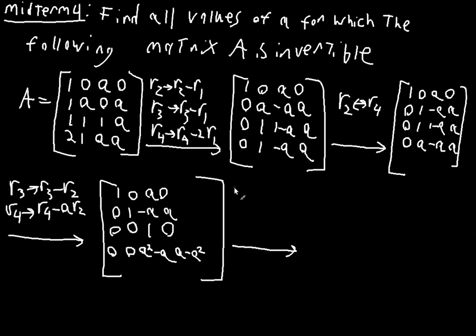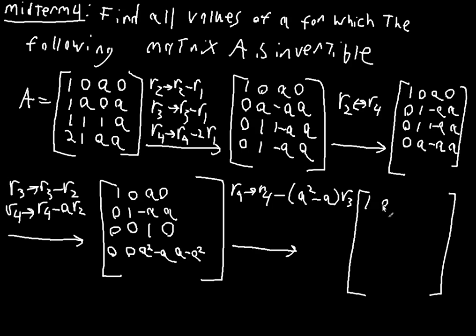So here we go, the last operation. Row 4 goes to row 4 minus, and it's really ugly, A squared minus A times row 3. Alright, and what's our resulting matrix? Huzzah! Well, the top 3 rows are going to stay the same. 1, 0, A, 0. 0, 1, minus A, 0, 0, 1, 0. And on this bottom row, we're going to cancel off this entry, because that's what we made it to. And then luckily we have the 0 here, so all we have to worry about is A minus A squared.